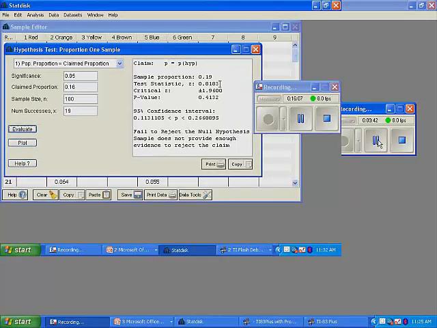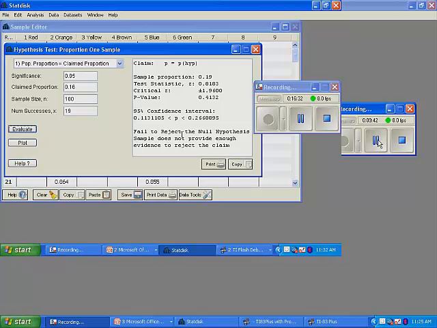Okay, they computed the z-value, the test statistic. Hey, notice what the critical z is? Plus or minus 1.96. It keeps coming back. There's the p-value. And the confidence interval, they even gave me that, just in case you wanted it. Wow, this is a really nice program. Okay, now, it says fail to reject.